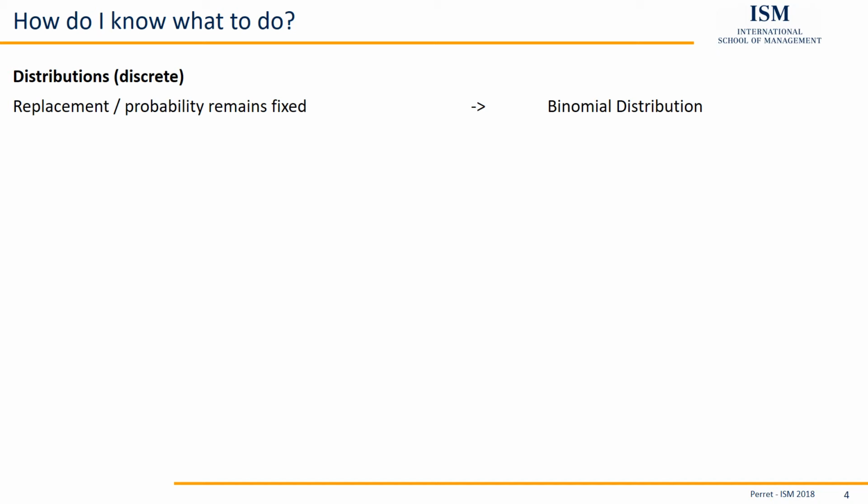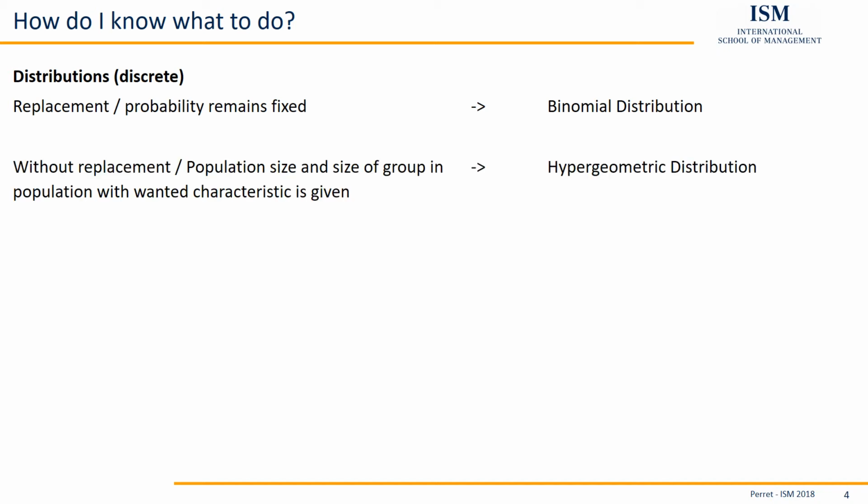Thereby, with binomial distributions, which is what you have to use when you have replacement, the probability will always remain fixed. So in this case of exercises, there's a pretty good chance that in the exercise itself, you have the one probability which is relevant in this context. If you have no replacement, you need to know the population size and the size of the group in the population with the characteristic you're looking for. So that's like a pragmatic approach.